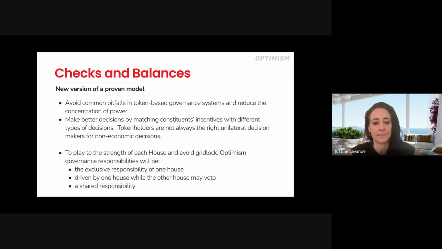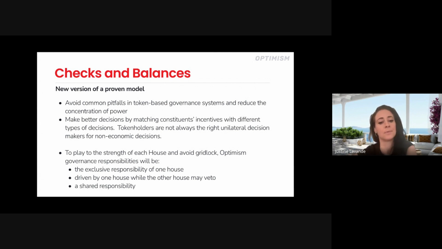The secondary idea behind this design is that by having different voting mechanisms in each house, you can match the decision-making type to the incentive model. So the token house makes decisions about ecosystem growth and more of the economic parameters of the system, and that's token weighted, and the citizens house makes decisions that are meant to not be primarily economically driven.